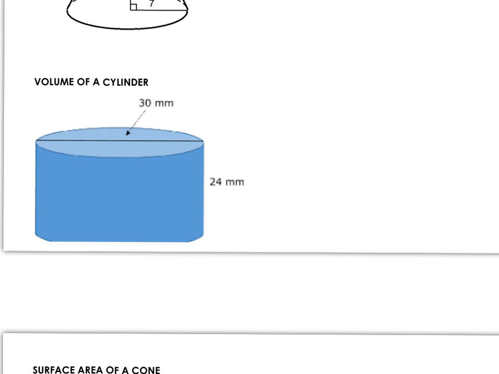Okay, the next one we're going to look at is the volume of a cylinder. So again, we need a formula. So the formula for the volume of a cylinder is volume equals pi r squared h. So then it's just filling in and using the information from our picture.